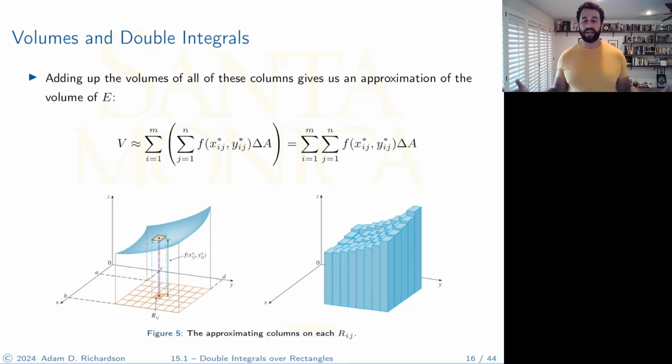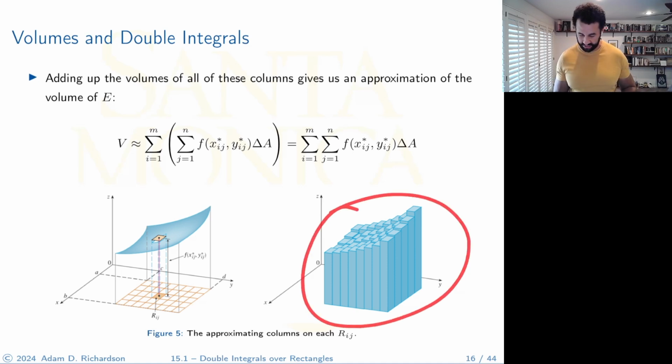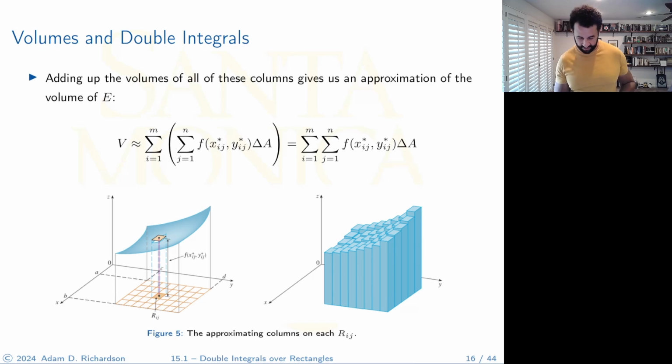Then what we're going to do is add up all of those columns. So that's what you see happening right here. For each one of these subrectangles, we get another column. We can compute the volume of that column. Here it is. And then we're going to essentially do a double Riemann sum. This is what's called a double Riemann sum.